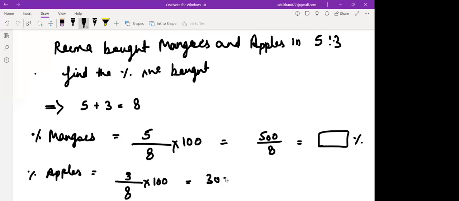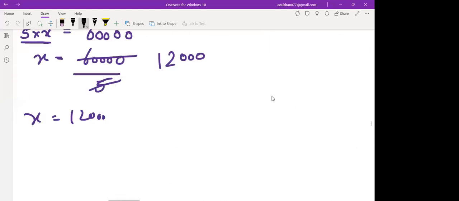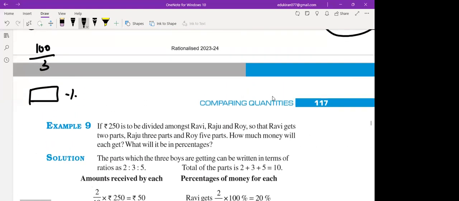So the answer would be 300 by 8, and whatever answer comes, that will be in percentage. Clear? In lowest form, ma'am, right? Yes, lowest form, and then you can simply divide it and bring the answer. See, percentage cannot be in fraction, right? You have to solve it, and the answer can be in decimal or the accurate number. Have you ever seen a percentage like 2 by 3%? No, right? So I hope this concept is very much clear to everybody.